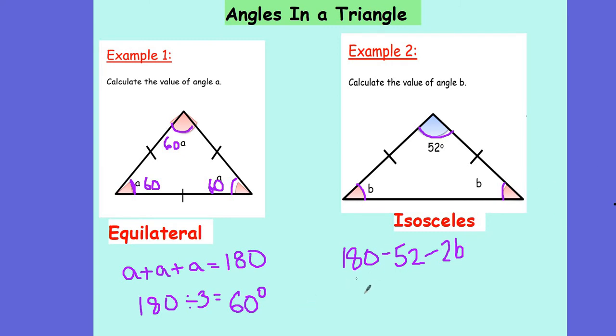So now I can find 2B is equal to 128. So one of those angles is 64.